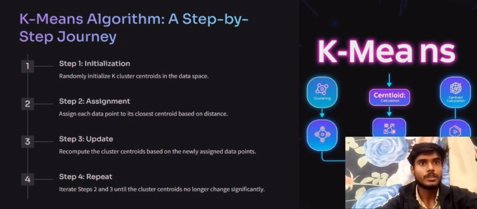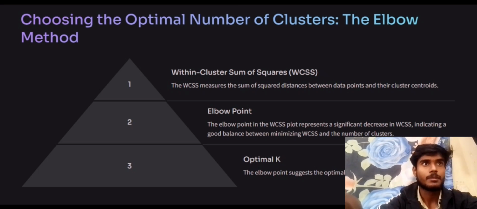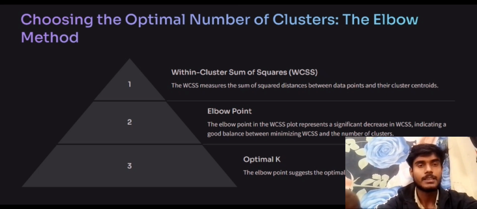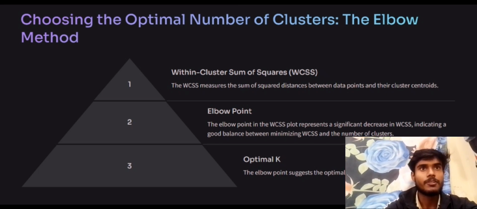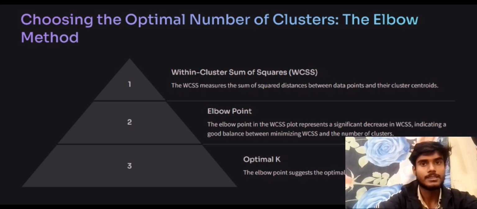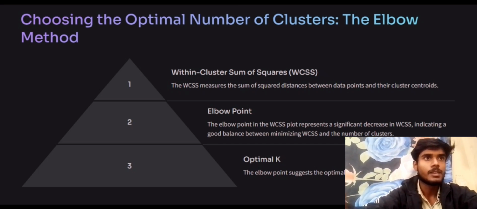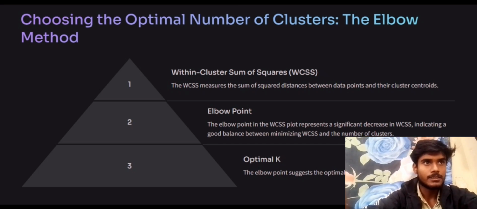Iterate until the cluster centroids no longer change significantly. Choosing the optimal number of clusters: the elbow method. There are three key terms: within-cluster sum of squares, elbow point, optimal clusters. Within-cluster sum of squares measures the sum of squared distances between the data points and their cluster centroid.